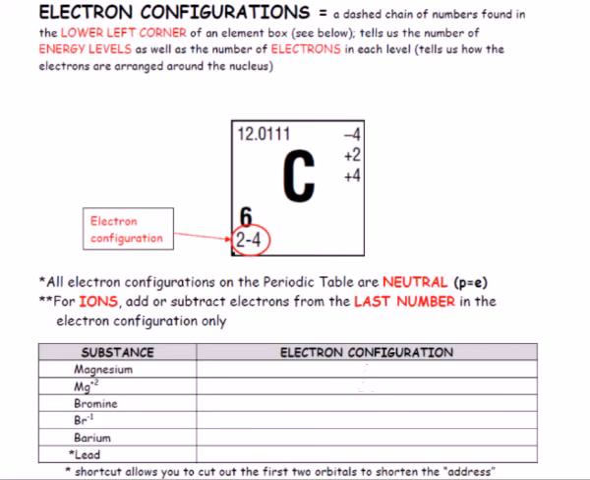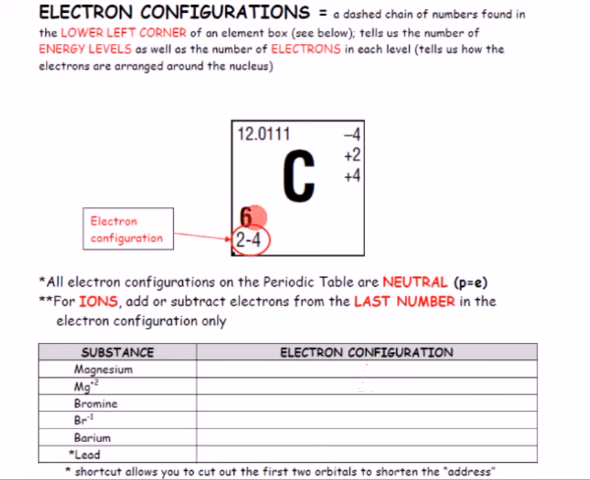All electron configurations that are on your periodic table are considered to be neutral, meaning what? What's neutral mean? No charge, and kind of take it a step further, what does it mean about your subatomic particles? Which two are equal? Protons and electrons. Good. For ions, so when you do have a charge given to you, you either add or subtract the charge from the last number in the configuration. So I'm going to give you guys a minute to copy that down, and then we'll take it to the next step.